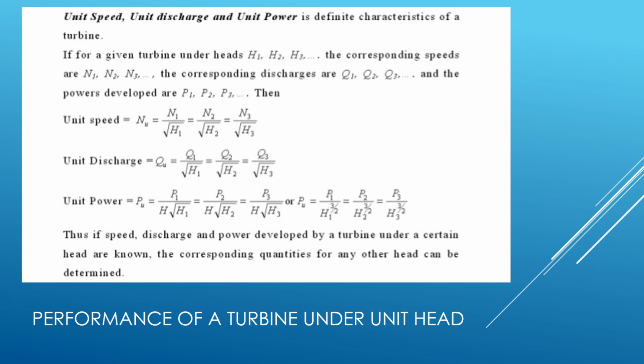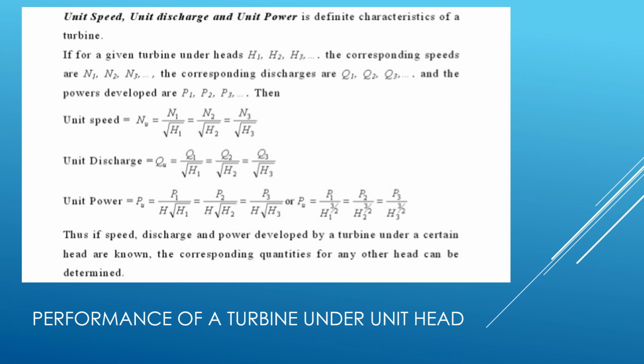If for a given turbine under the heads of H1, H2, H3, the corresponding speeds are N1, N2, N3 and the corresponding discharges are Q1, Q2, Q3, the power developed are P1, P2, P3, then we can define unit speed as Nu equal to N1 by root H1, N2 by root H2 and N3 by root H3.